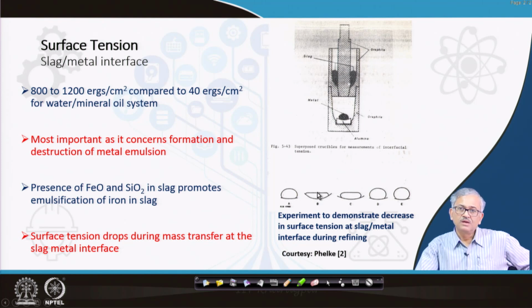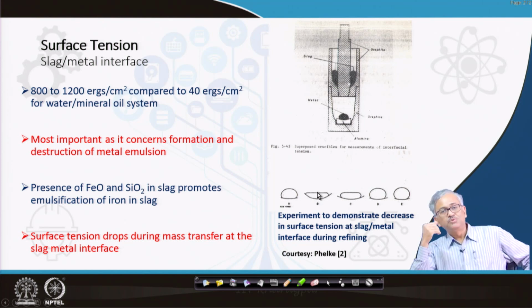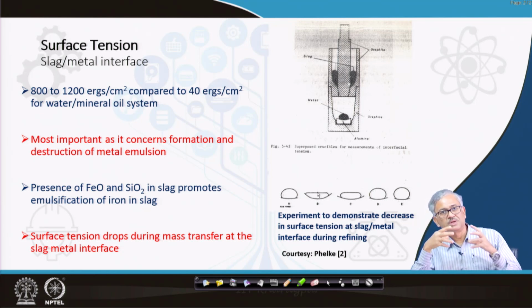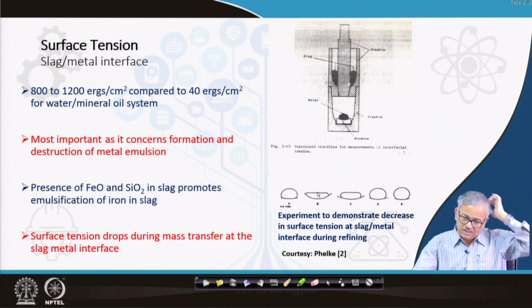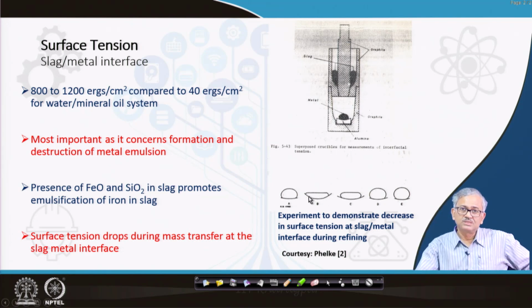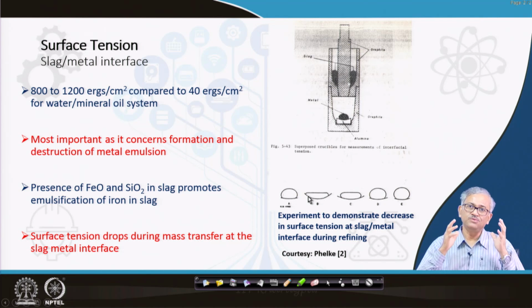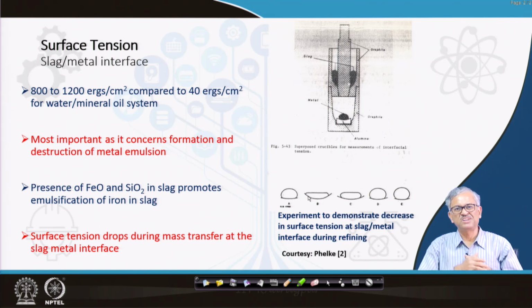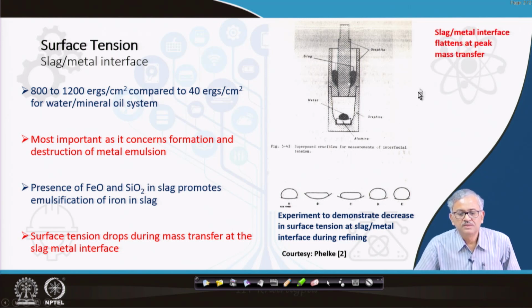So during the refining process, the emulsion, the slag metal interface, becomes much more stable. That is the most important. The surface tension decreases significantly, so the emulsion will remain stable during the refining. The interface flattens at the peak mass transfer. Flattening means basically your surface tension decreases. That is a very good thing.